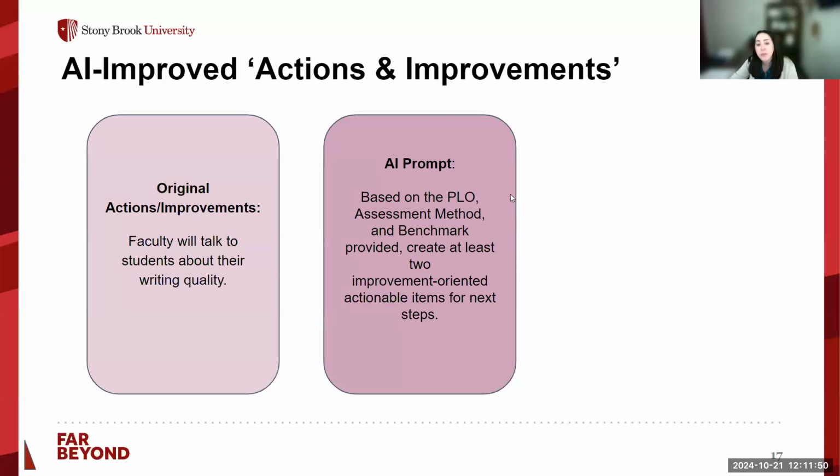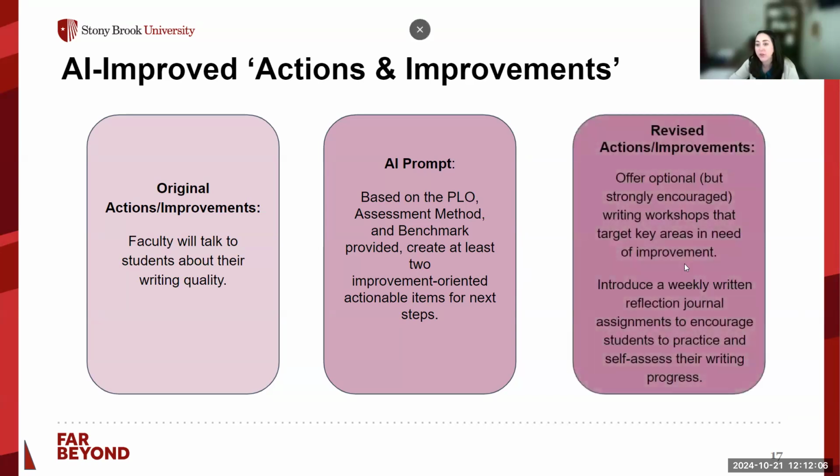Based on the PLO, the method we identified, and the benchmark we created, create at least 2 improvement-oriented and actionable items for the next steps. So you can see this is really specific language that's really narrowing down for the AI program to fit back exactly what we want. And then you've got something like, maybe we could offer optional but strongly encouraged writing workshops that target key areas of improvement, maybe things that were identified on your rubric as lacking. Maybe that's referring students to our own SBU Writing Center. Or maybe it's scaffolding your assignments so that you're letting students practice that skill throughout the term.